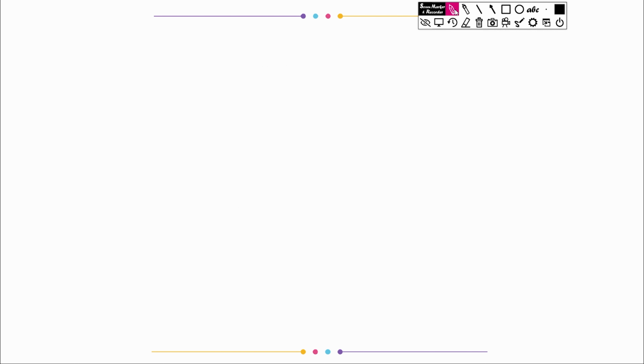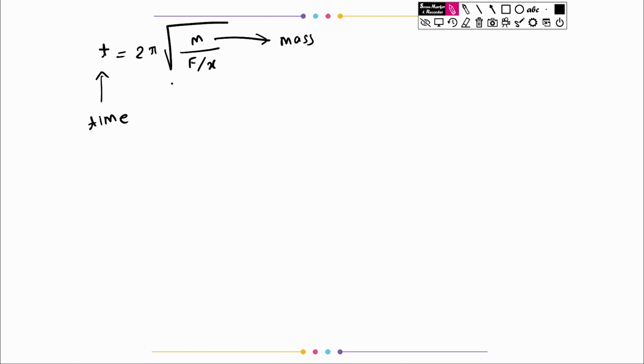Now we'll test the dimensionality of the second formula, that is t is equal to 2 pi square root of m divided by f divided by x. So this is the equation of time period. In the later slides, we'll try to get into details of how the time periods are derived. But now we'll try to check the homogeneity of the equation. So in the equation, t is the time, m is the mass, f is the force, and x is the distance.